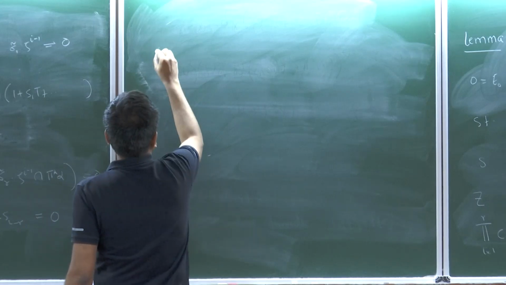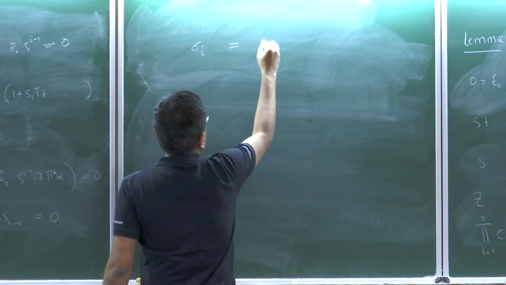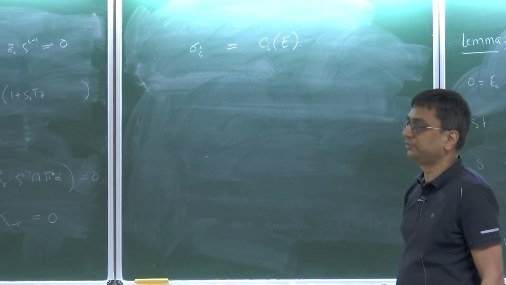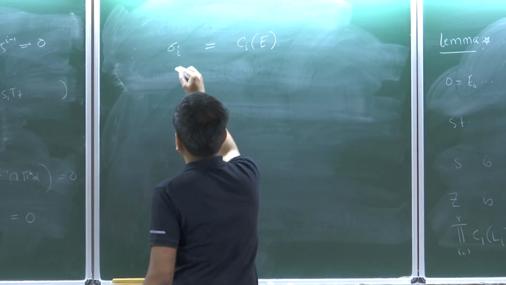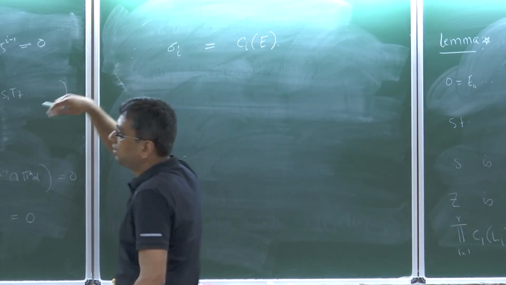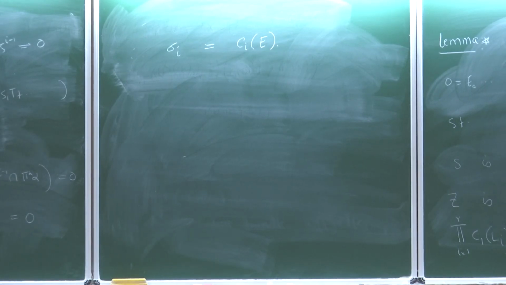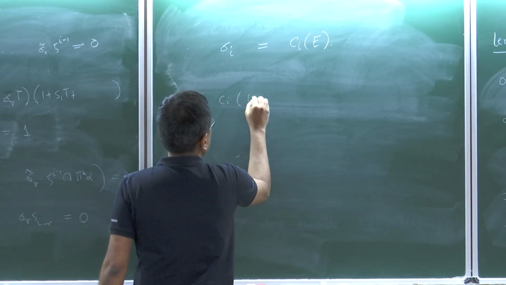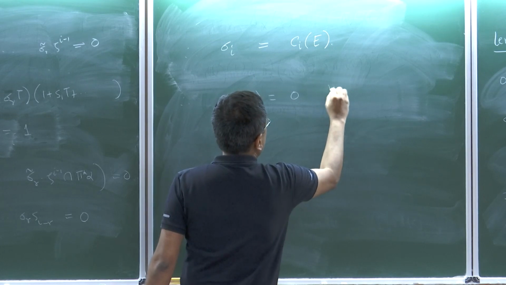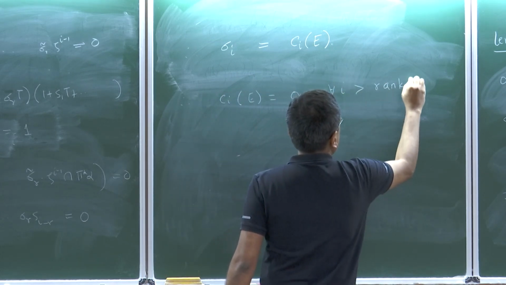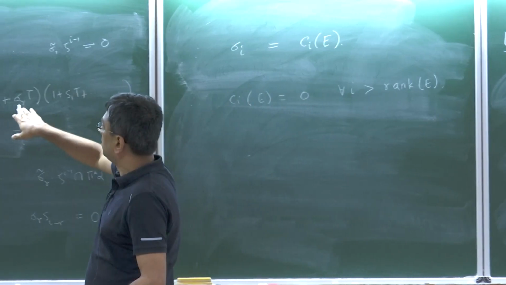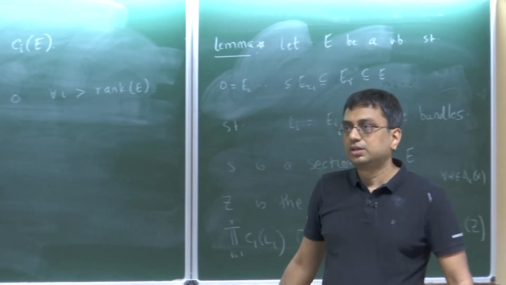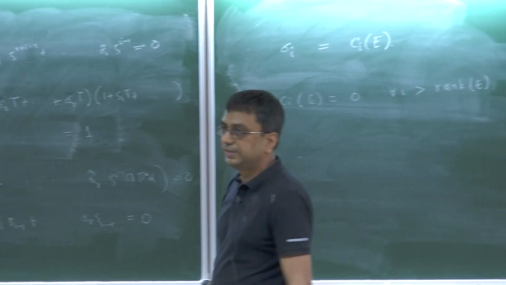So therefore, sigma I is equal to Ci of E, the ith Chern class of E. It has to be. But so this is the elementary ith symmetric function in C1 of Li, right? Okay, so this we have, and therefore we obtain Ci of E equal to 0 for all I greater than rank. So this we have now, right? Because there is nothing more than R here, right? The formal inverse only requires R terms. So what about Whitney sum?